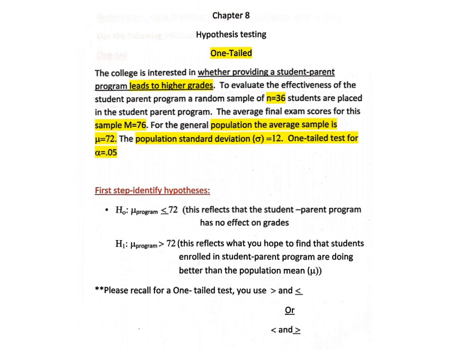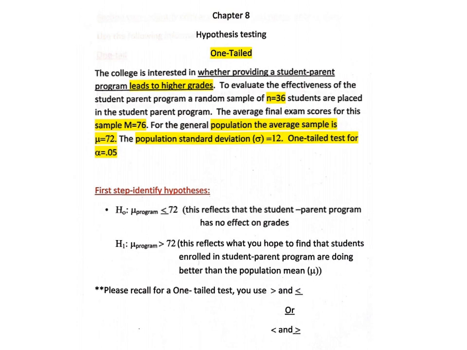The college is interested in whether providing a student-parent program leads to higher grades. To evaluate the effectiveness of the student-parent program, a random sample of 36 students are placed into the program. The average final score for the student-parent program is measured, and it comes out to be a sample mean of 76. For the general population, the average is mu of 72. The population standard deviation is 12, and we are going to do a one-tail test for alpha equals 0.05.